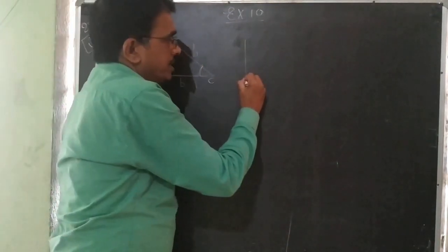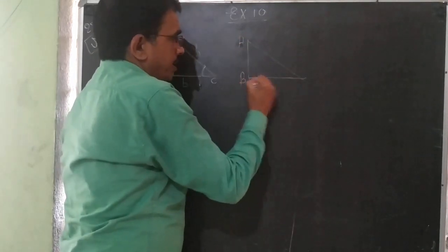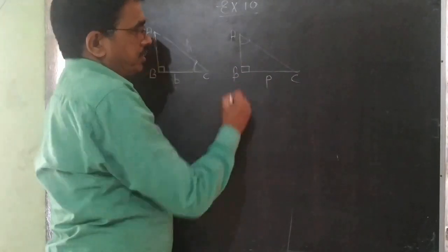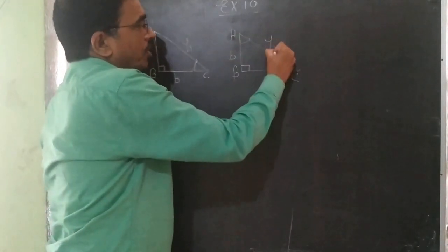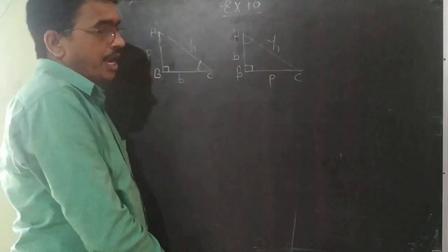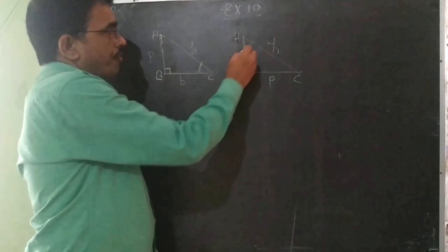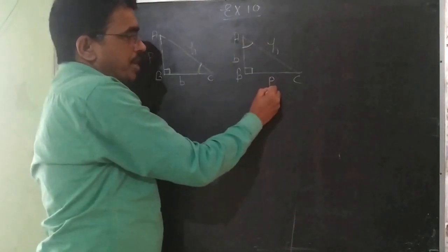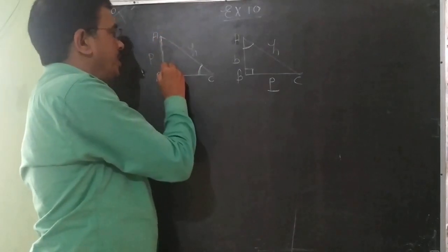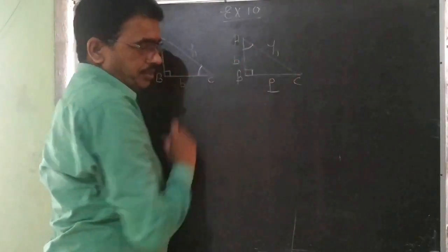If your figure is like this and you take angle A here, B is the right angle, A is here, then the perpendicular is this and the base is this. Hypotenuse is always constant. The side opposite the right angle is always the hypotenuse. So the only change is the perpendicular and the base. When the angle is A, then the perpendicular is P. When the angle is C, then the perpendicular P is AB. When the angle is A, then the perpendicular is BC.